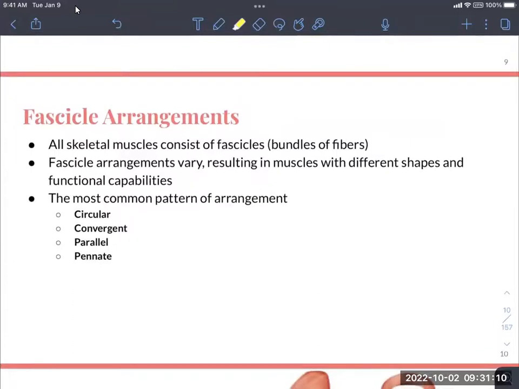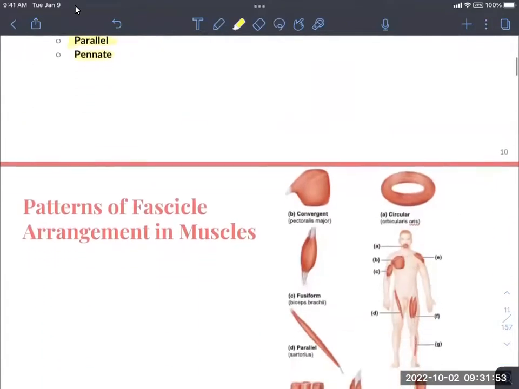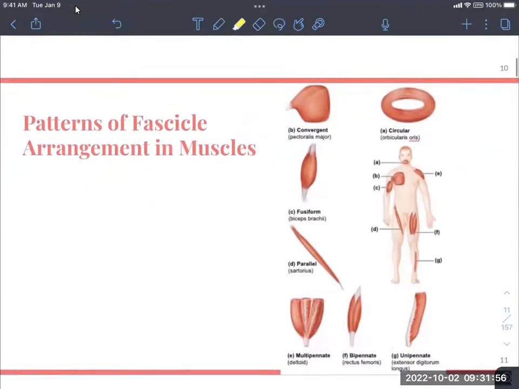So let's kind of look at how fascicles can be arranged. Fascicles are those muscle fibers, the directions that the muscle fibers go, or the different shapes that these muscle fibers may make. Some of them go in a circular pattern, and they usually have some kind of name like orbicularis. We have one around our mouth. We have another one that goes around our eye, orbicularis oris, orbicularis oculi. Convergent, parallel, or pennate. So here's some of the different examples.